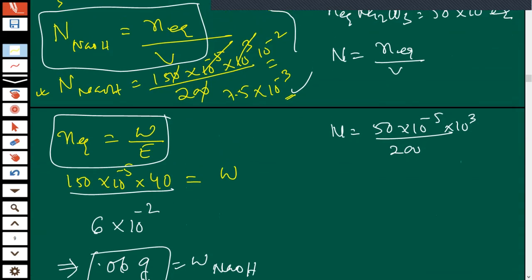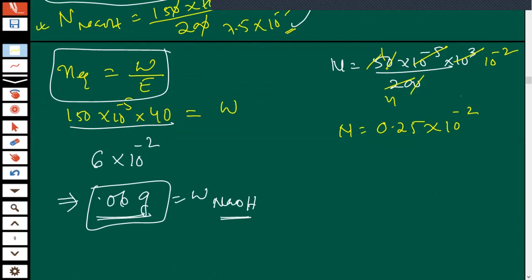2.5 into 10 to the power minus 3. This is cut. 0.25 into 10 to the power minus 2. Here it is 10 to the power minus 2, right? So what will be the value? 1 by 4 means 0.25. So 0.25 into 10 to the power minus 2.